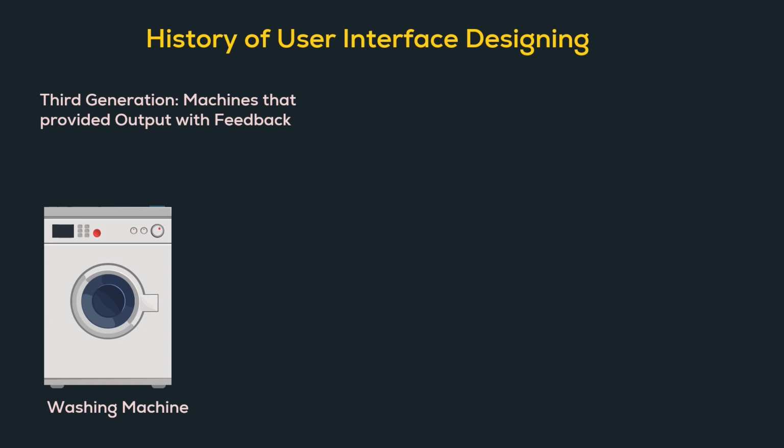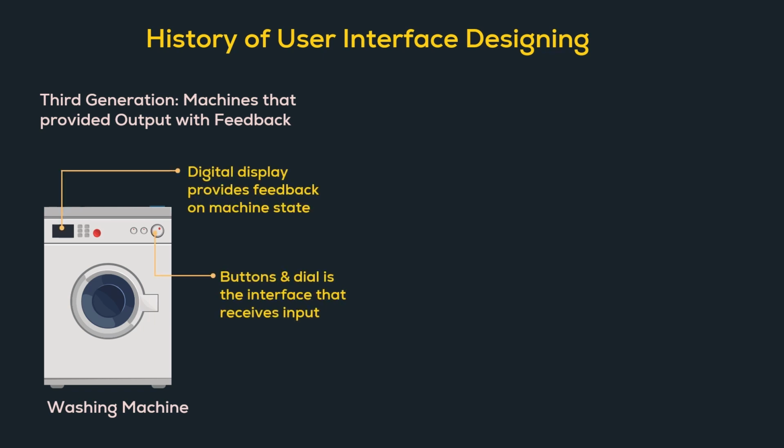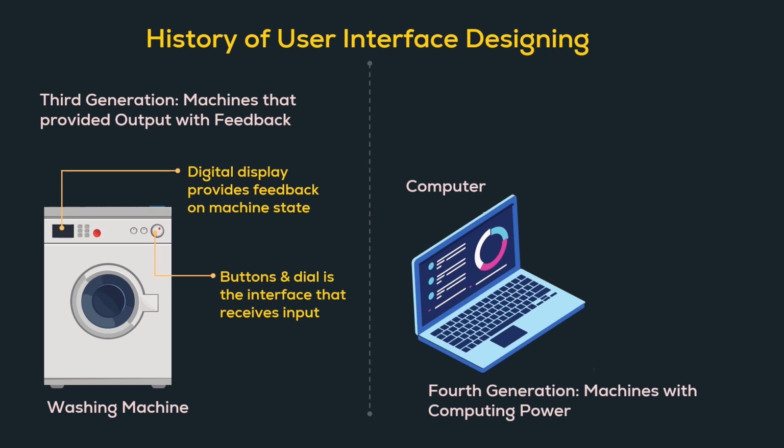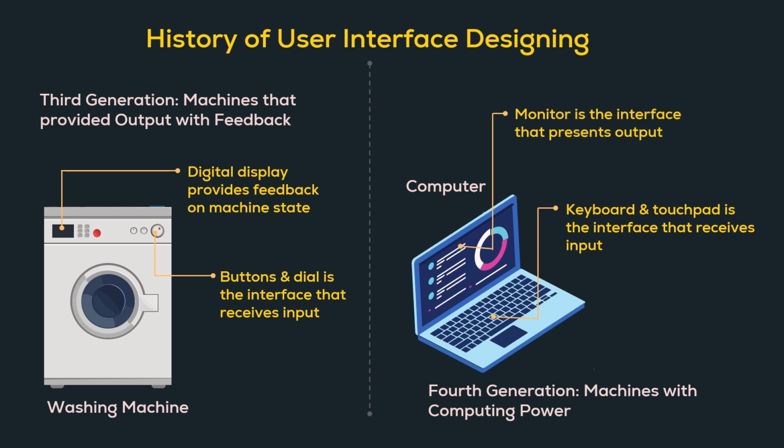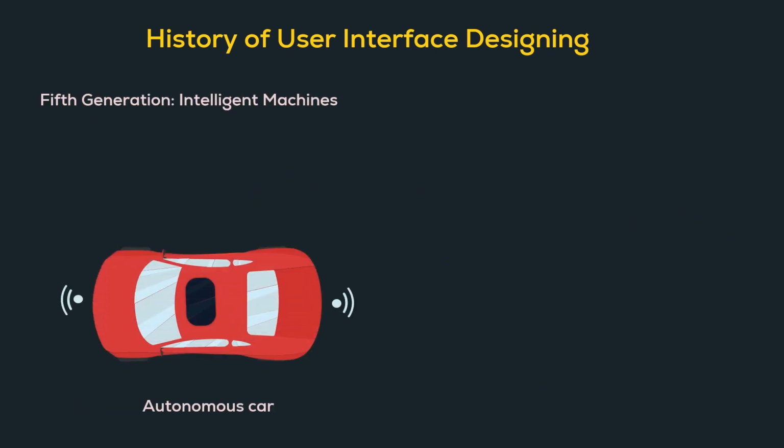Next is the third generation machines that provided output with feedback, for example, a washing machine, where buttons take the input and a digital display gives us feedback on the machine state like the time remaining for the load to complete. Then are the fourth generation machines with computing power. For example, our laptops and computers that take input via keyboard, mouse or touchpad and display output and feedback using monitor, speakers, etc. The last ones are the fifth generation machines, also called as intelligent machines.